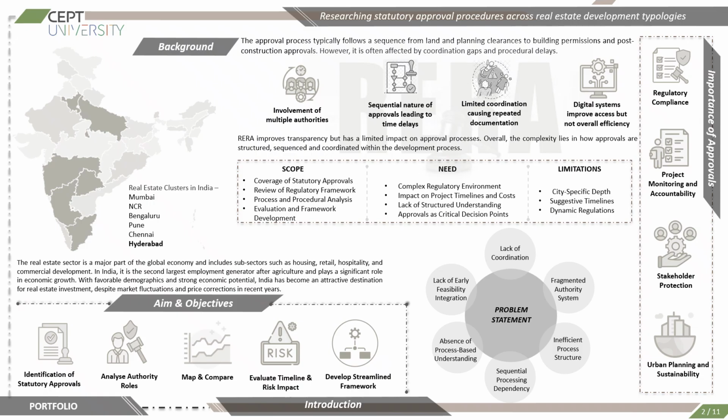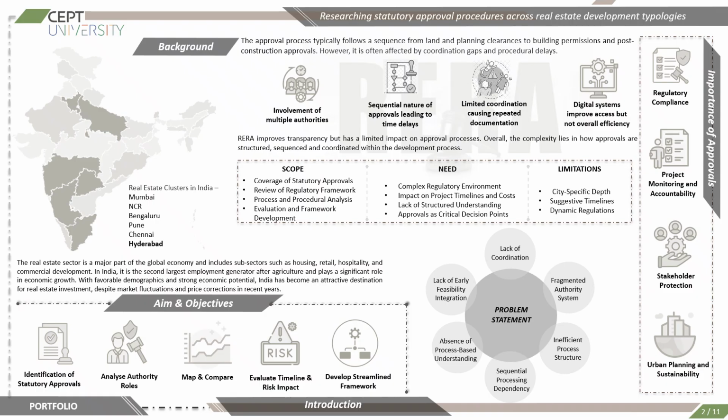The real estate sector is one of the major contributors to India's economy and is also one of the largest employment generators after agriculture. Rapid urbanization, increasing investment, and large scale infrastructure growth have expanded the sector significantly. However, this growth has also increased the complexity of statutory approvals required for development projects. Statutory approvals are formal permissions issued by various government authorities to ensure that a project complies with planning regulations, environmental norms, infrastructure standards, and safety requirements. The approval process generally moves from land related permissions and planning clearances to construction approvals and finally post construction certifications.